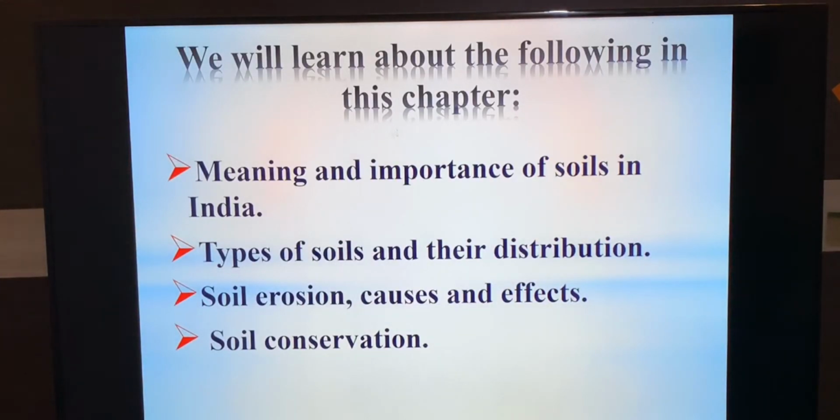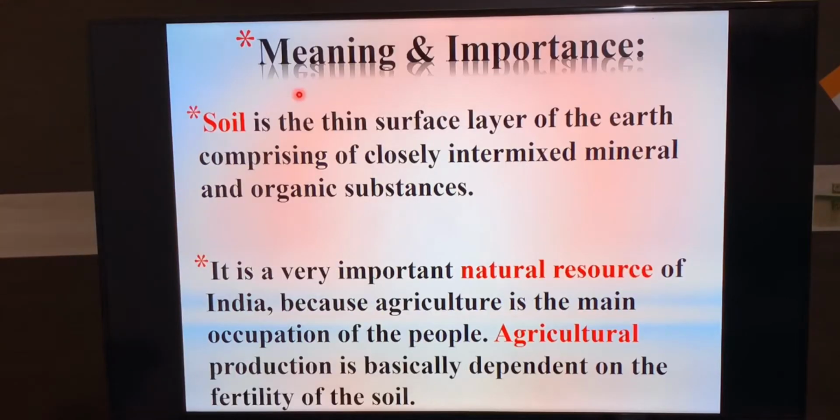And in this chapter we will learn about the meaning and importance of soil in India, types of soil and their distribution, soil erosion, causes and effects, and soil conservation. These are the topics we are going to learn in this session. We will learn about the meaning and then we will learn about the importance.